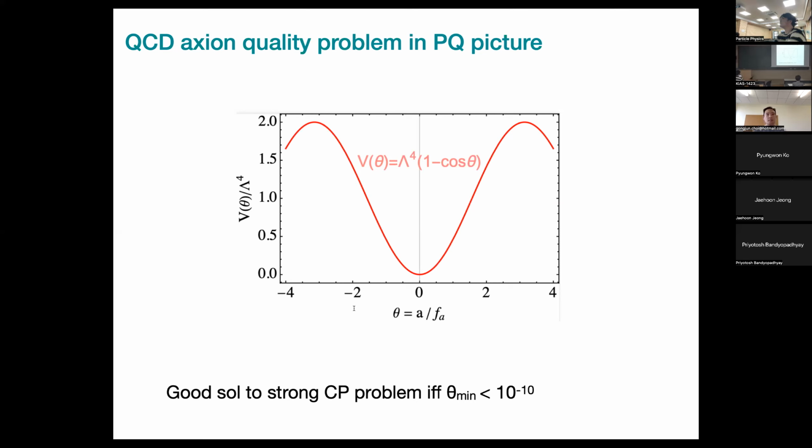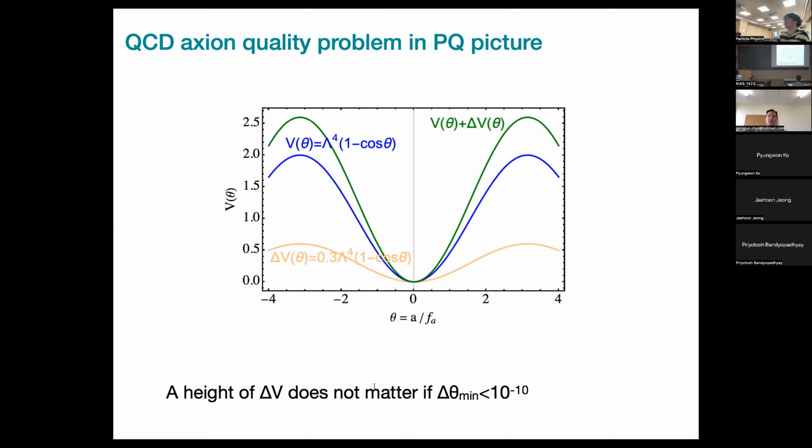So what is the QCD axion quality problem? In the normal scenario of the Peccei-Quinn picture, you have the axion potential generated by the QCD instanton, whose size is the inverse of Lambda QCD, and it's very well known that the axion potential has its minimum at the origin of the field space. In this case, there's no doubt that the axion can be a good solution to the strong CP problem. But now let's think about the case where, for some reason, we have some correction to the axion potential, and let's call that delta V.